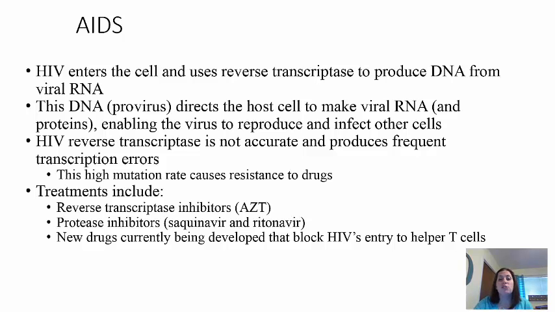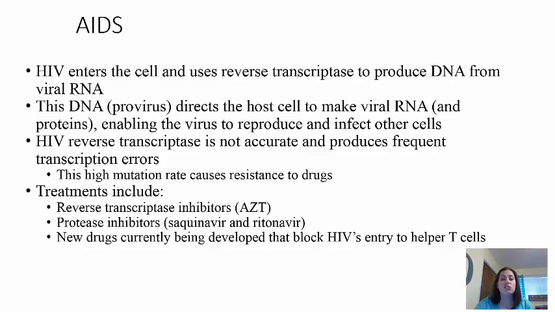HIV's reverse transcriptase is not accurate, and so it does produce frequent errors. These high mutation rates cause it to become very drug resistant easily. So that's why certain drugs have not given us that advantage. They work for a while and then they don't work anymore. So it's very hard for us to even treat and try to figure out how to get ahead of HIV due to this high mutation rate.